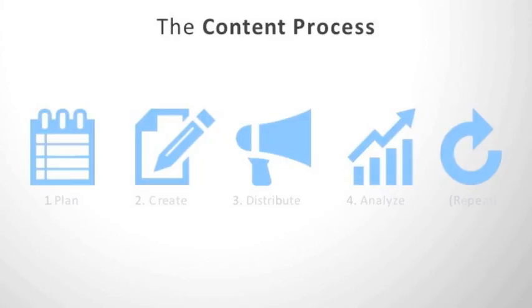Typically, a content process has 4 steps. Those steps are plan, create, distribute, and analyze. Then, take what you've learned in your analysis and repeat it all over again. Let's go through what each of those steps actually entails, starting with the planning portion.